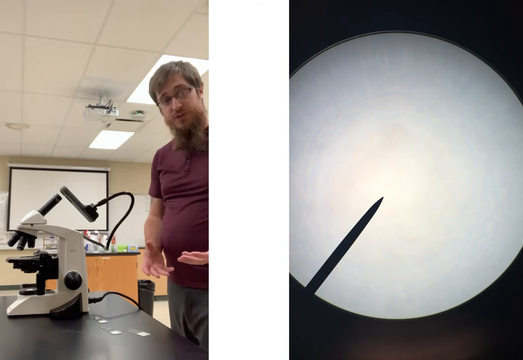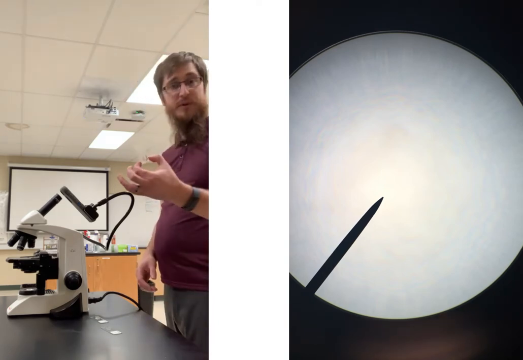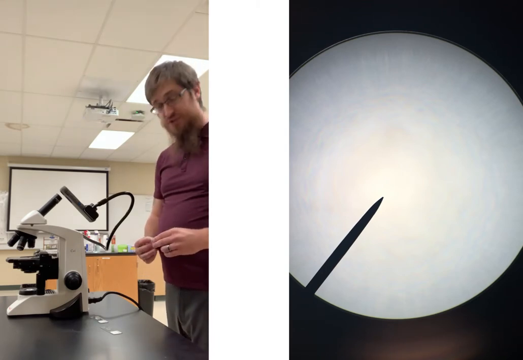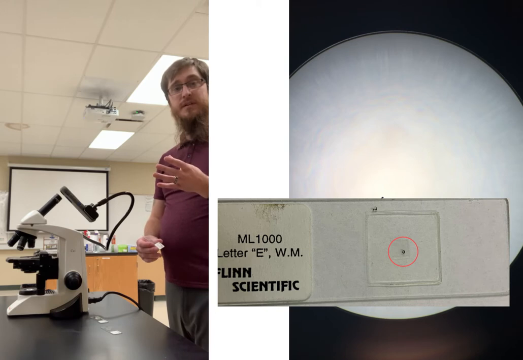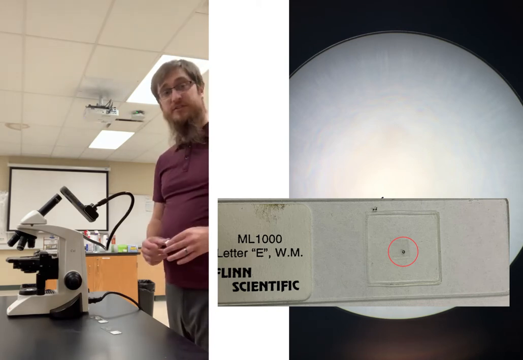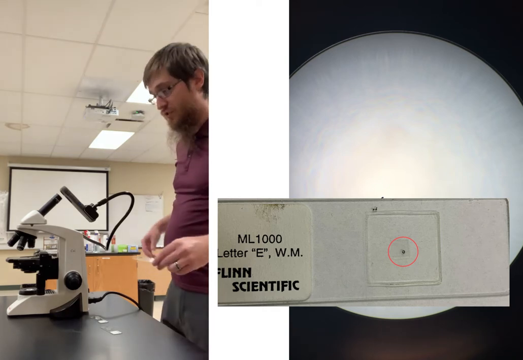Once you're ready to go, you're going to find the appropriate slide that you're going to be looking at. We're going to start out by looking at a letter E. And just real fast, everybody can see in this image here, when we look at this letter E, the way that it is in the slide, it is reversed and inverted. So keep that in mind when we see it under the microscope.